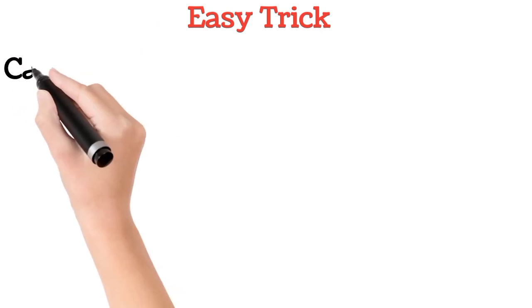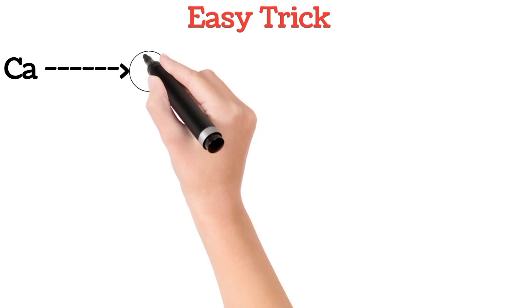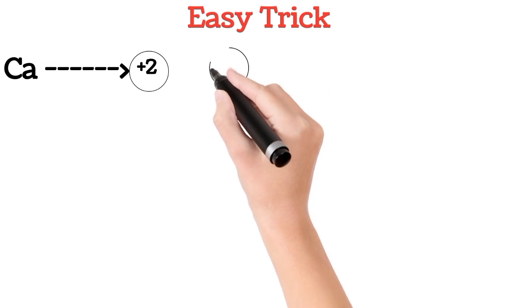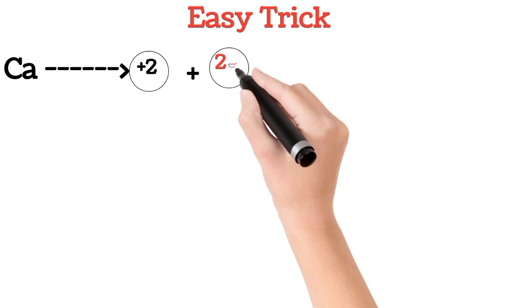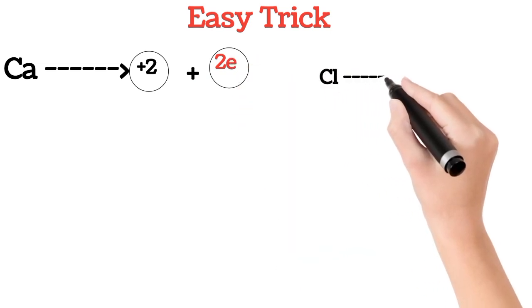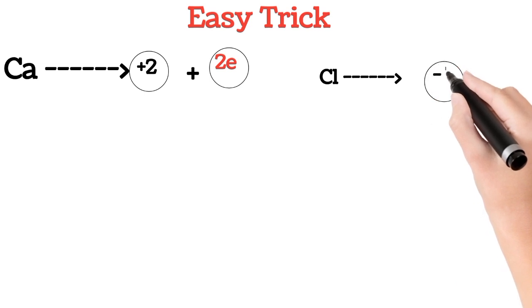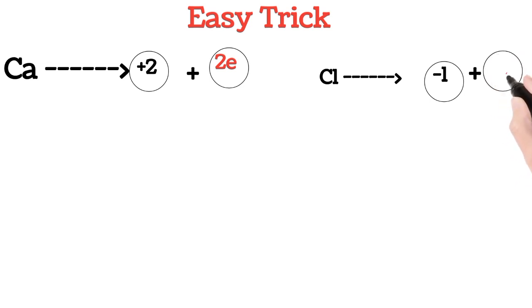Okay, let's look at an easy trick for understanding oxidation and reduction. Now, when calcium goes into reaction, it forms an ion +2 by losing what? 2 electrons. Calcium becomes Ca 2+, that is positively charged. Chlorine in reaction will gain an electron to become negatively charged, that is -1, by gaining 1 electron.